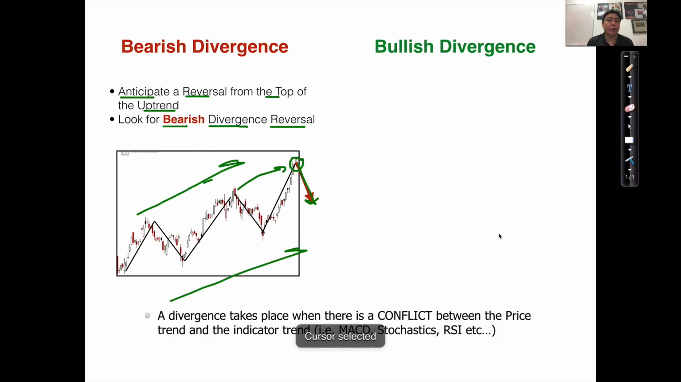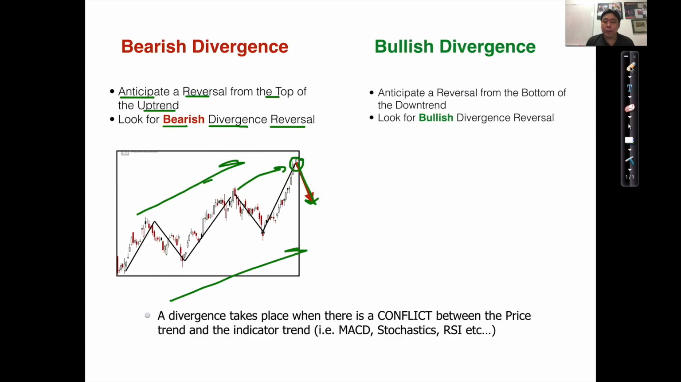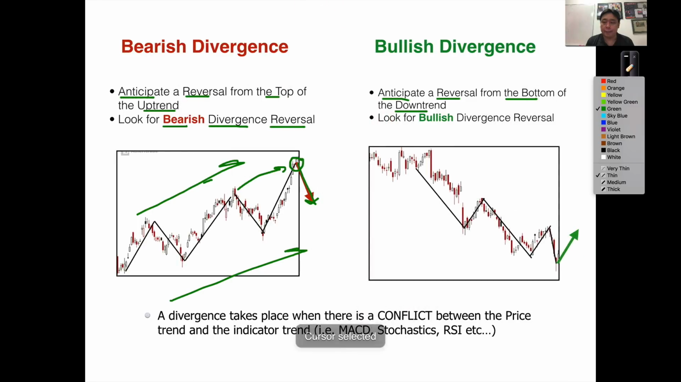Next, bullish divergence. Bullish divergence is used to anticipate a reversal from the bottom of a downtrend. Remember, for bearish divergence, we look for it at the top of the uptrend, because we're anticipating a reversal back down. But for bullish divergence, we look for it at the bottom of a downtrend because we're anticipating a reversal back up. This is the chart we're looking at.